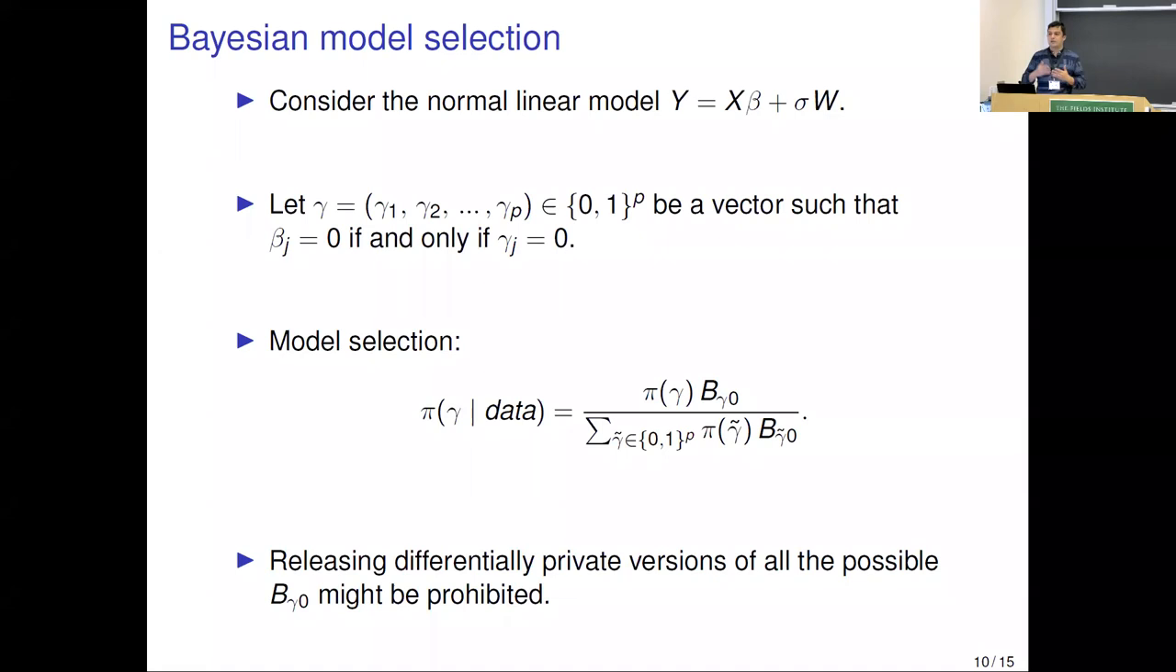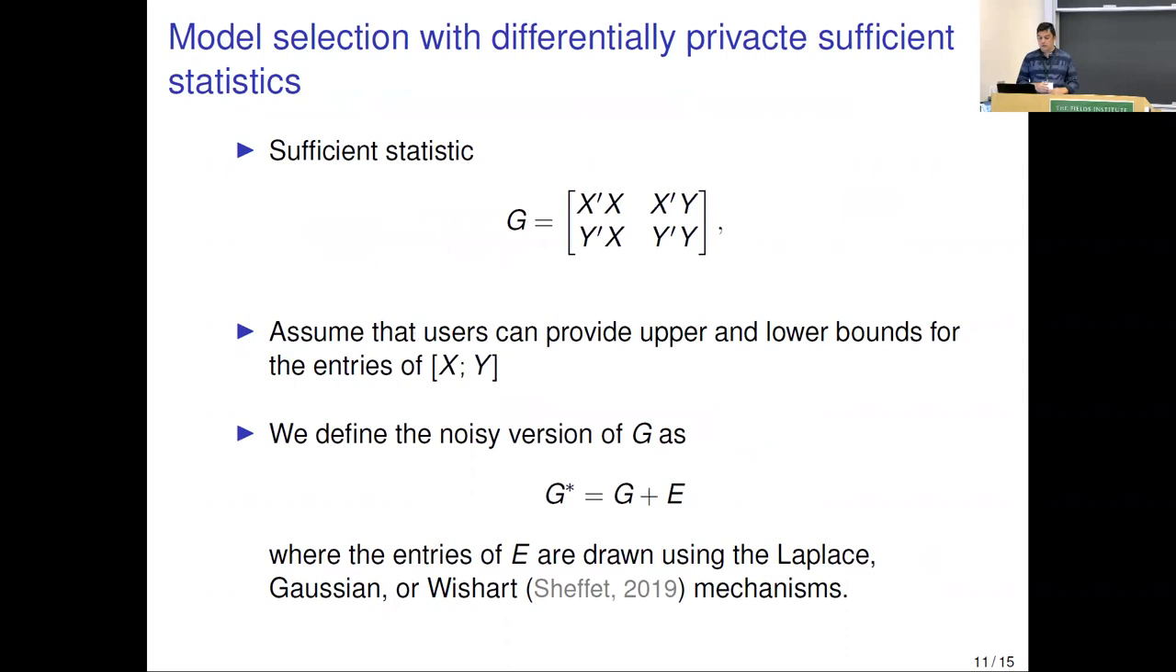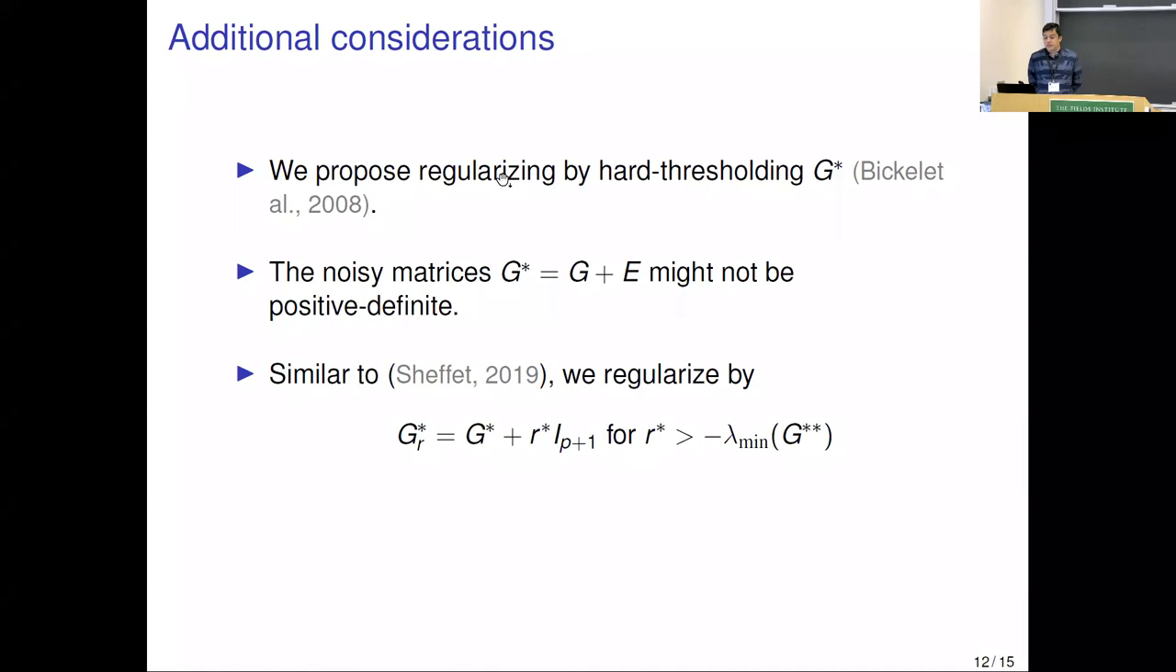So another option that we can use here is to use a sufficient statistic of linear regression, that is this matrix G here. And if we assume that the entries of G are bounded, then we can use different methods like the Laplace mechanism, the Gaussian, or even the Wishart mechanism in this setup. Now, in this context, in order to account for uncertainty, something that we can do is to apply a hard thresholding. And another aspect that we need to consider in this case is that the noisy matrix might not be positive definite. In that case, we can apply a regularization similar to the one that was proposed in this paper, where the idea is to add a diagonal matrix, and then we select R here so that we can guarantee that the regularized noisy version of G is positive definite with high probability.